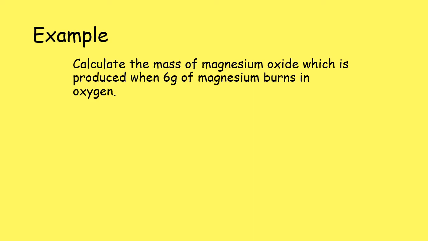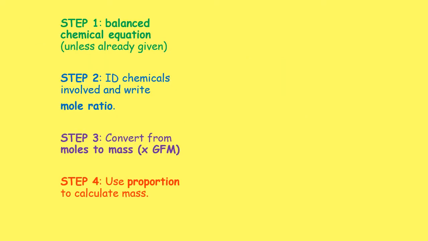Calculate the mass of magnesium oxide which is produced whenever 6 grams of magnesium burns in oxygen. So we have got a balanced equation, 2 magnesium plus oxygen goes to 2 magnesium oxide. We have been told the mass of magnesium that is burning. And we want to know how much magnesium oxide is going to form. So we've got 4 steps. Now this is method 1.